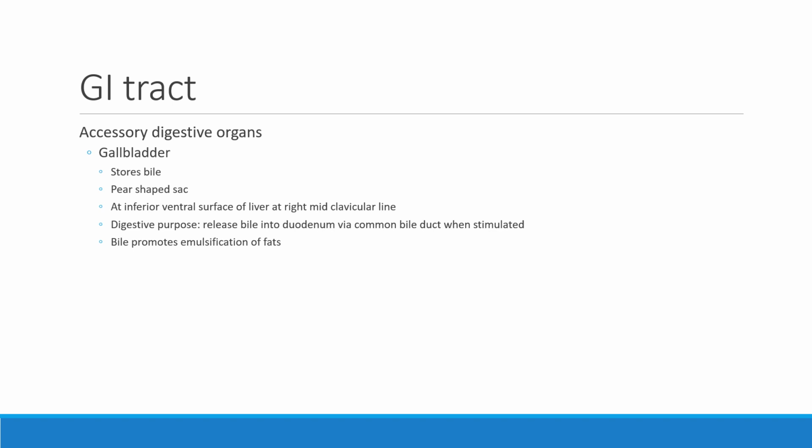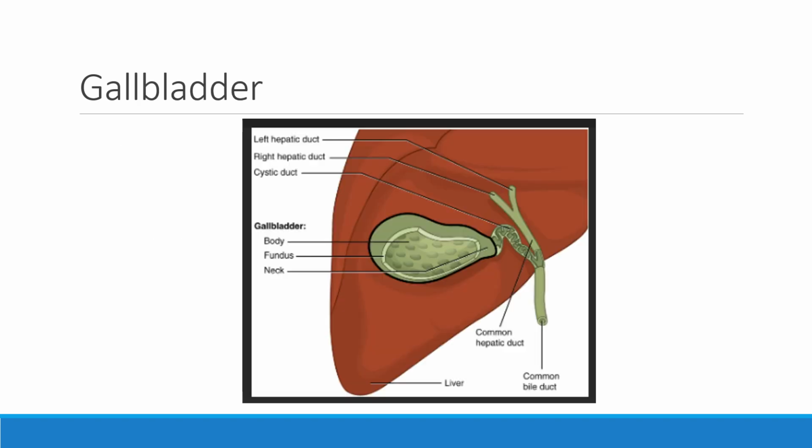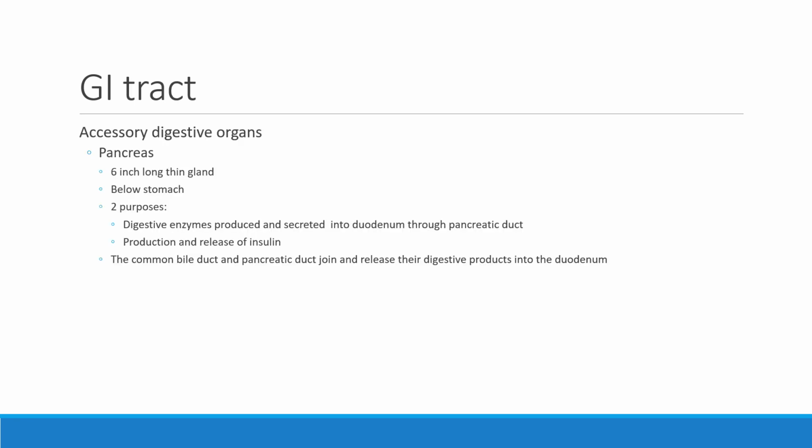Our gallbladder stores bile. It is a pear-shaped sac at the inferior ventral surface of the liver at the right midclavicular line. Its digestive purpose is to release bile into the duodenum through the common bile duct when it is stimulated, and bile promotes the emulsification of fats. Here is a photo of the gallbladder. You can see the liver in the background, and then we have the biliary system that we've already discussed.